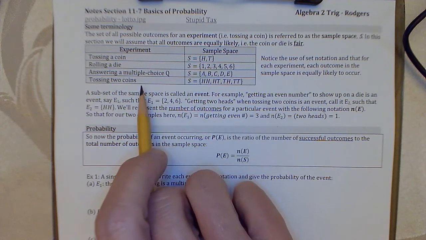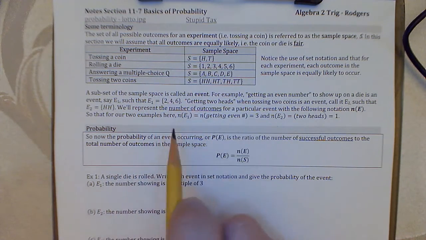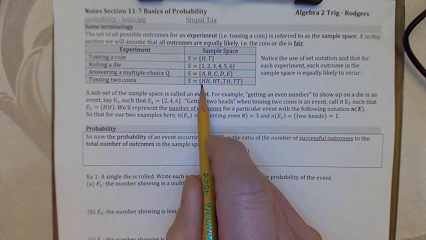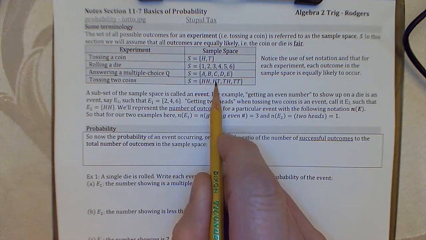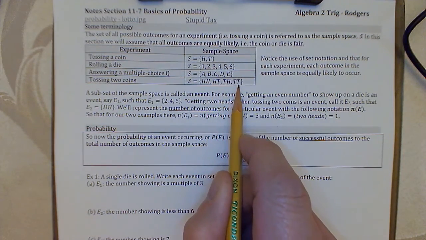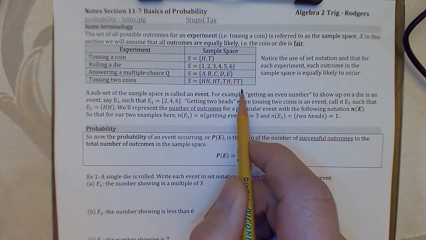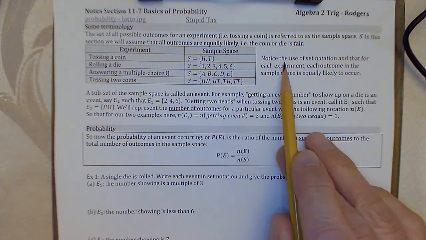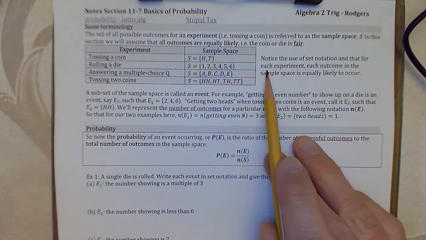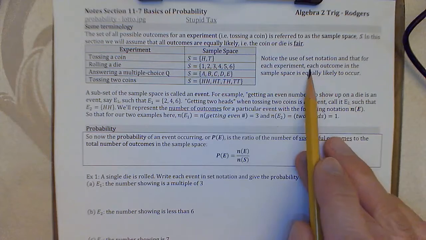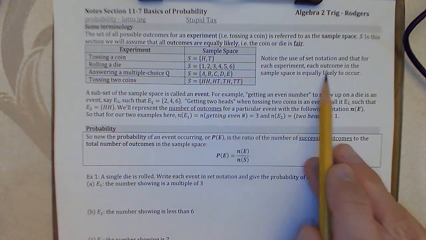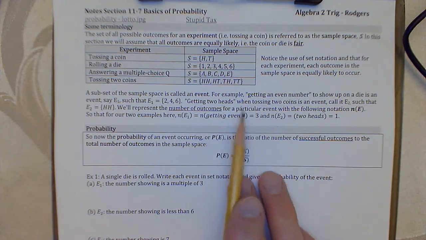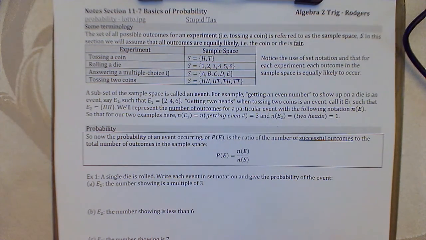And then tossing 2 coins. If the experiment is actually tossing 2 coins, then there are only 4 outcomes that are possible. Both are heads, a heads then tails, a tails then heads, or 2 tails. Again, all equally likely, so we're listing them in this way. So notice the use of set notation, and that for each experiment, each outcome in the sample space is equally likely to occur. Now again, that's not always the case, but in the way we're presenting this first part of this section, we're going to assume that.